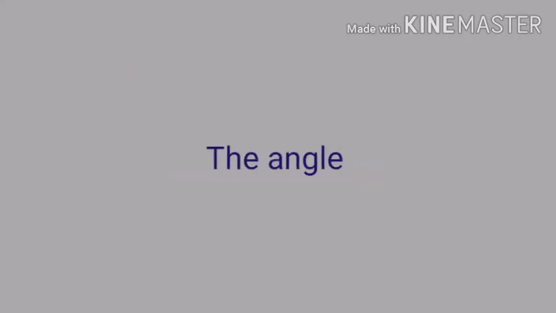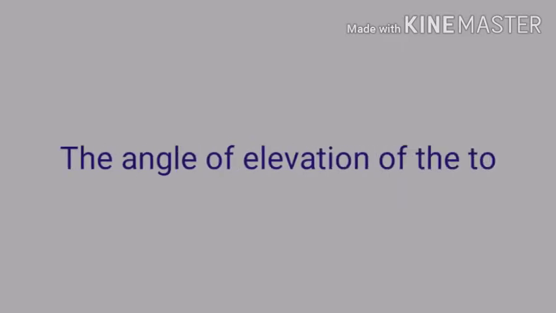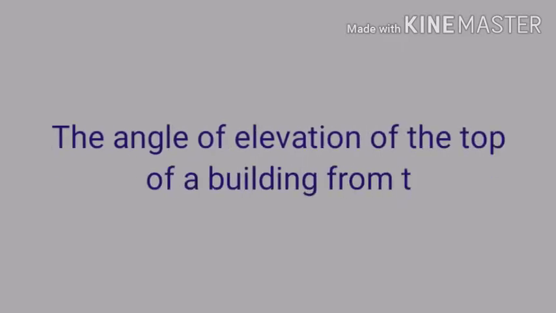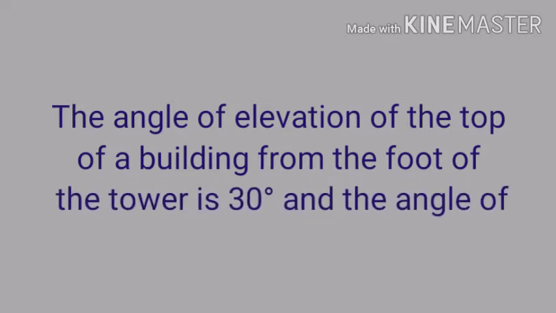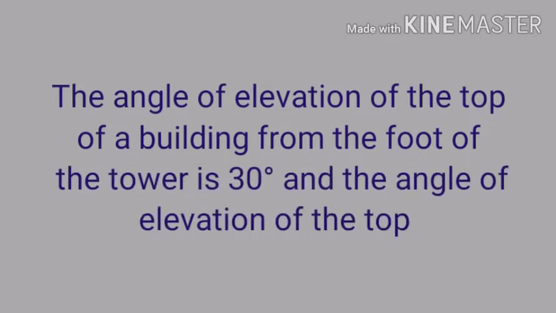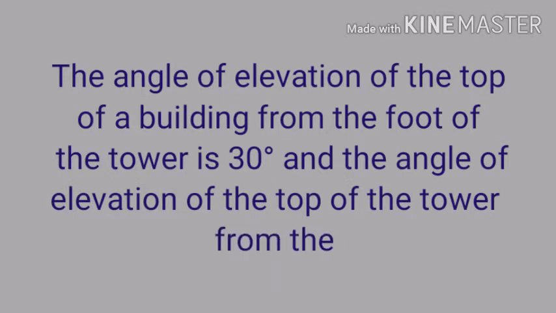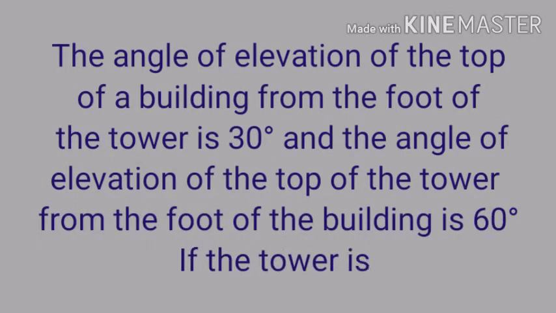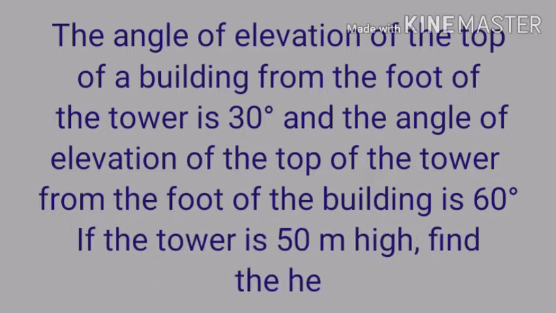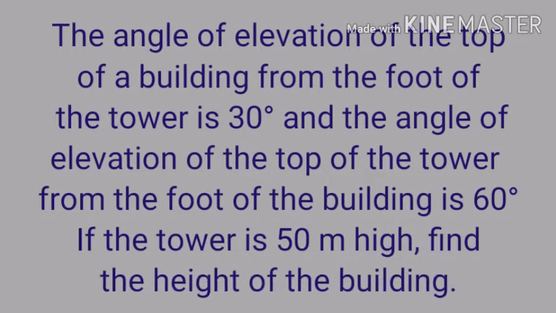Now exercise 9.1, question number 9. The angle of elevation of the top of a building from the foot of the tower is 30 degree and the angle of elevation of the top of the tower from the foot of the building is 60 degree. If the tower is 50 meter high, find the height of the building.